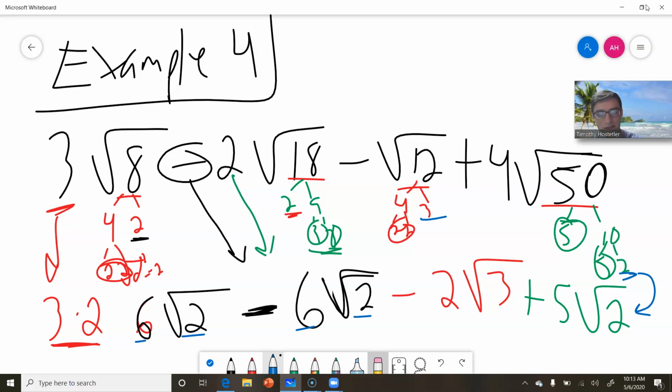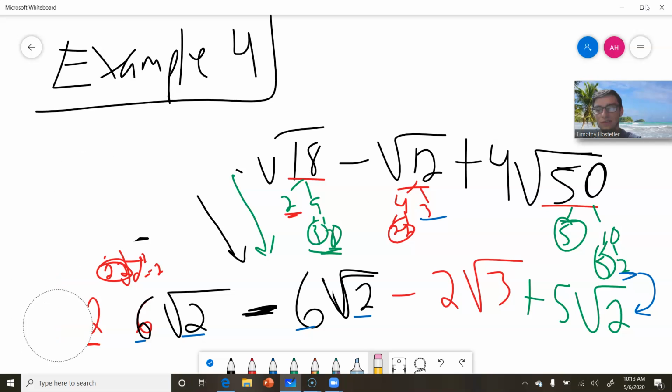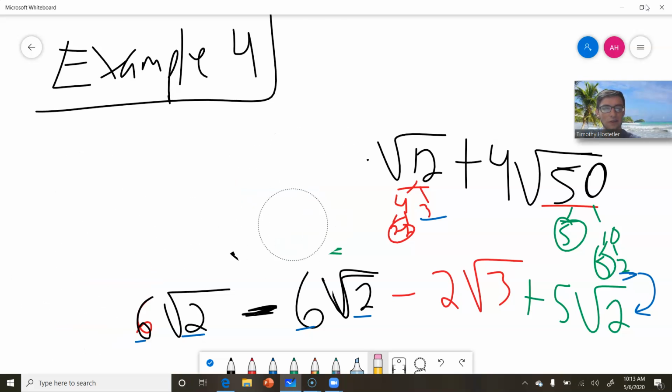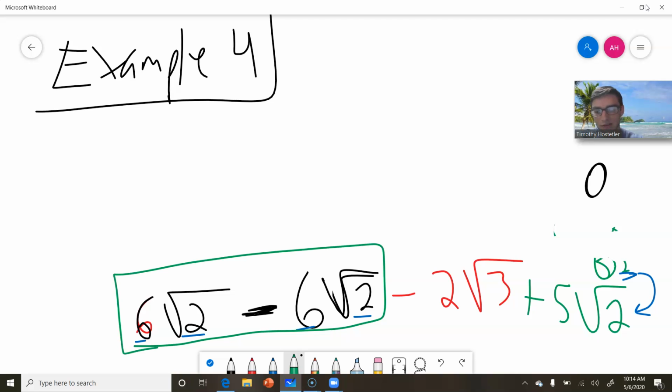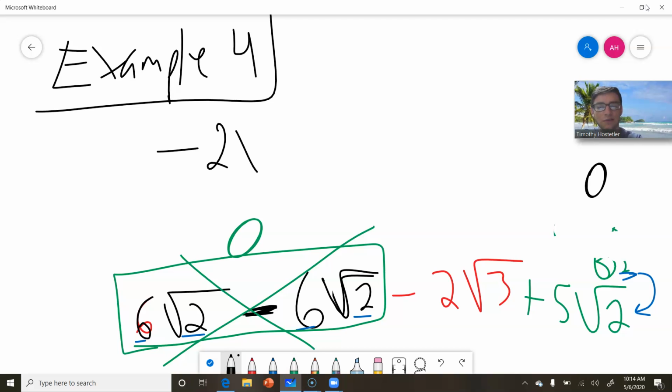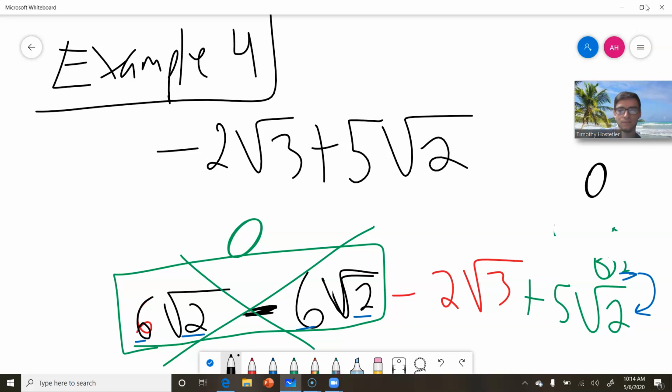Okay, now that I have that, I'm going to erase all of this up in here, and we will see what we have left. What's going to happen with these guys right here? 6 minus 6 is 0, so that goes away. That became 0. So now I'm left with negative 2 square root of 3 plus 5 square root of 2. And that is my answer.